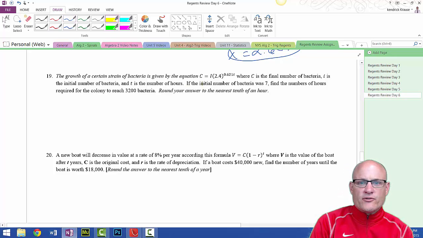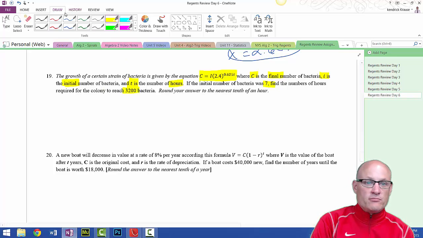So here's our equation. C equals this, where C is the final number of bacteria. I is the initial. I should have made that a capital. T is the time in hours. It says the initial was 7, and we want to end with 3,200. So in for the final amount goes 3,200. In for the initial amount goes 7.